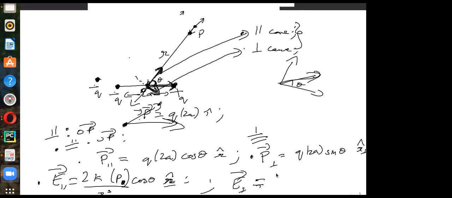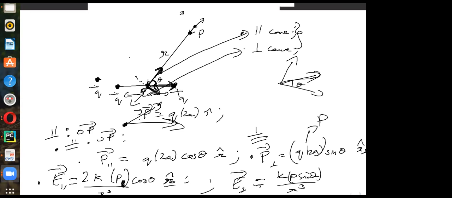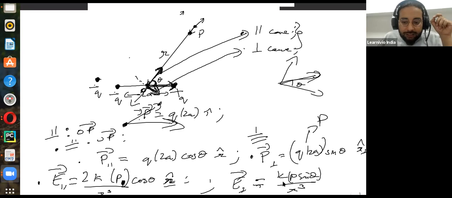Okay, what about the E perpendicular? Sir, Kp sine theta upon R cube. Not P, it will just be P sine theta. So this thing is P. So it's P cos theta and P sine theta, I wrote. I removed the parallel here also, sorry, I didn't say that. Okay, so this is just Kp sine theta upon R cube.